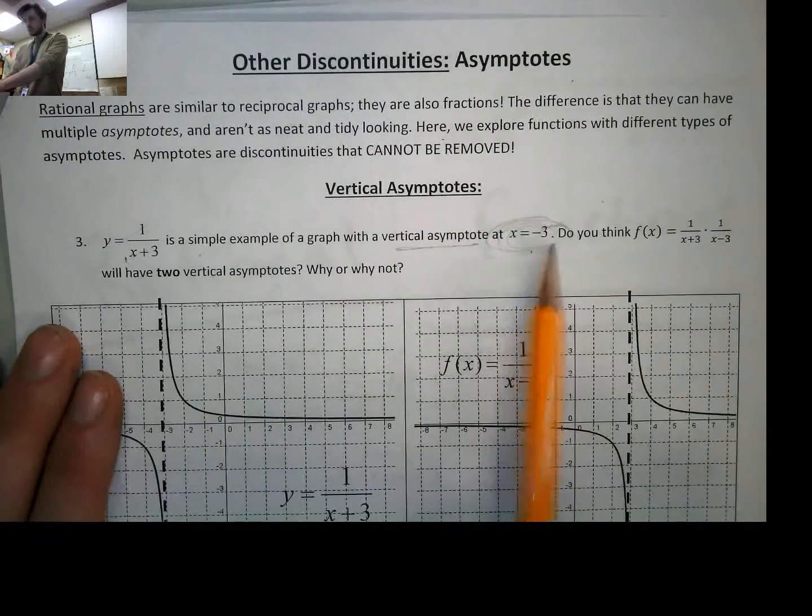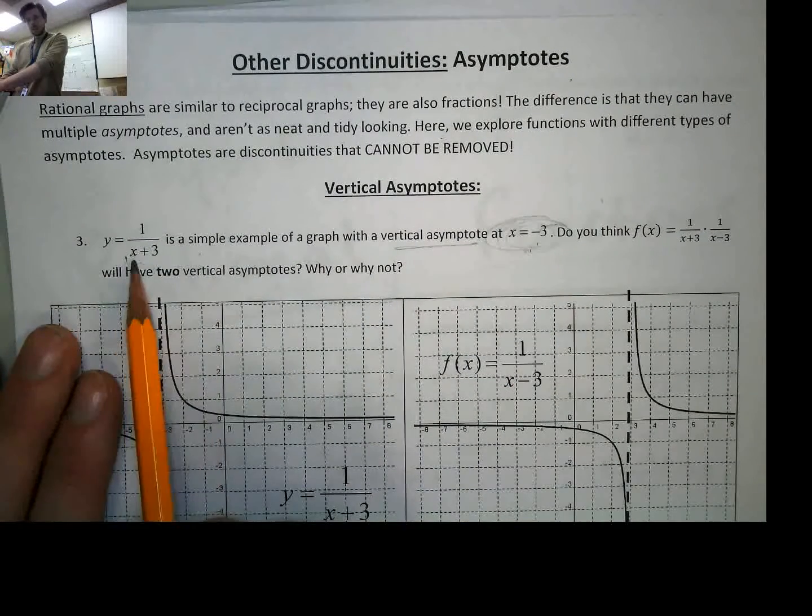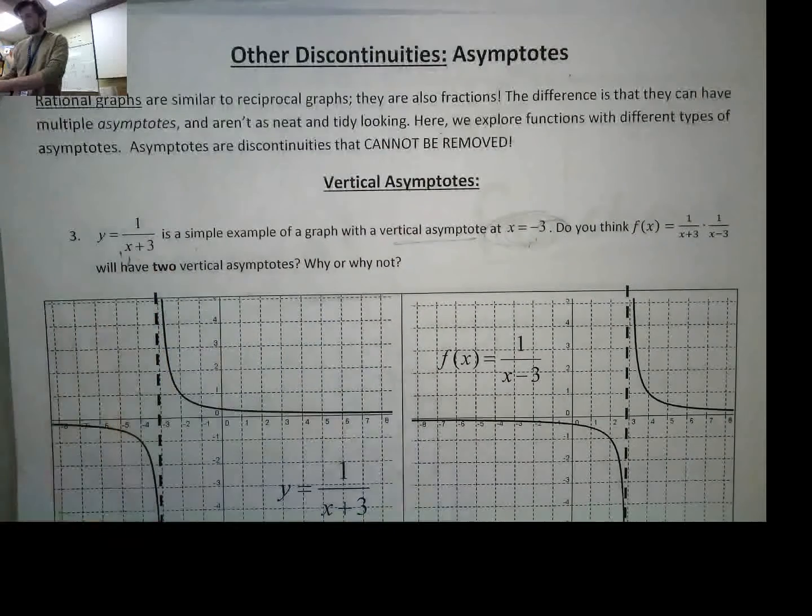Why at that place specifically? Well, because if you put a negative 3 in here, what would happen? It'd be undefined, right? We'd have 0 on the bottom. So we don't want that.